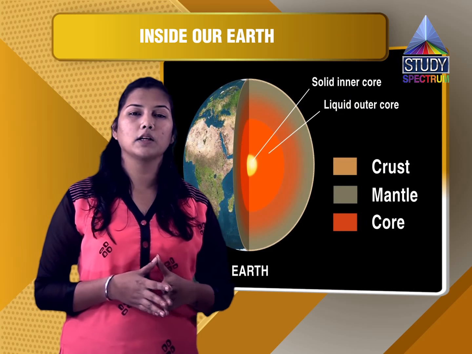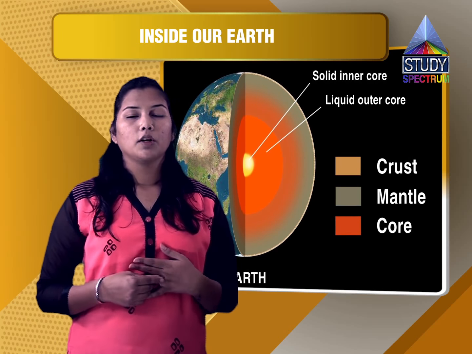Let us discuss a few questions out of your textbook. The first question that your textbook talks about: what are the 3 layers of Earth? When we did a quick revision of the 3 layers, the 3 layers of Earth are crust, mantle, and the core.